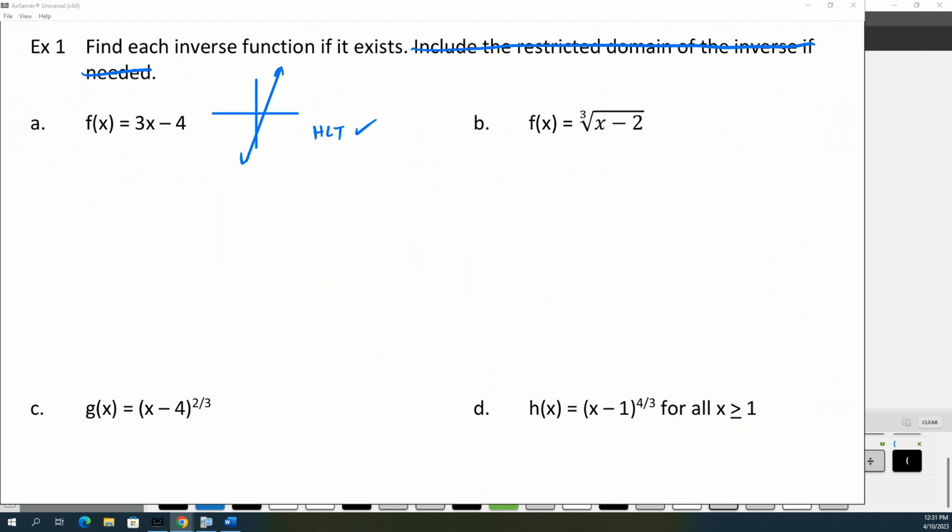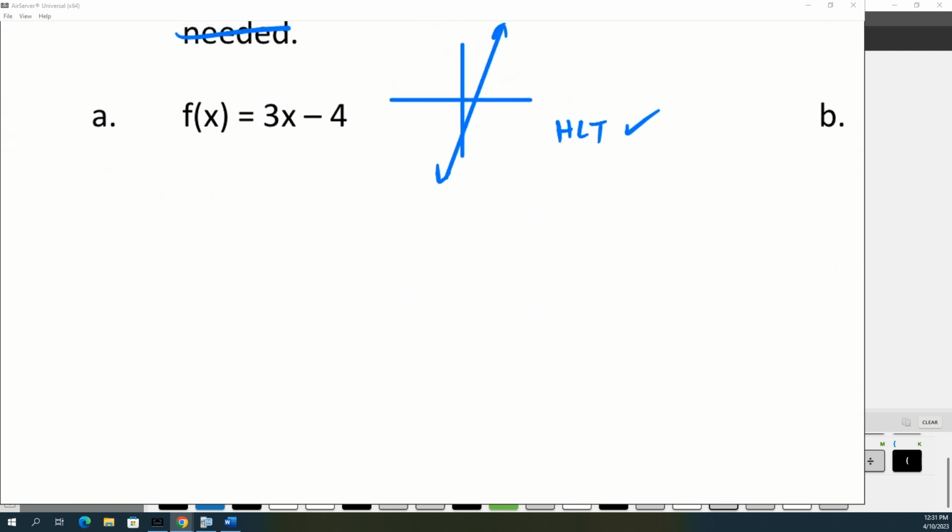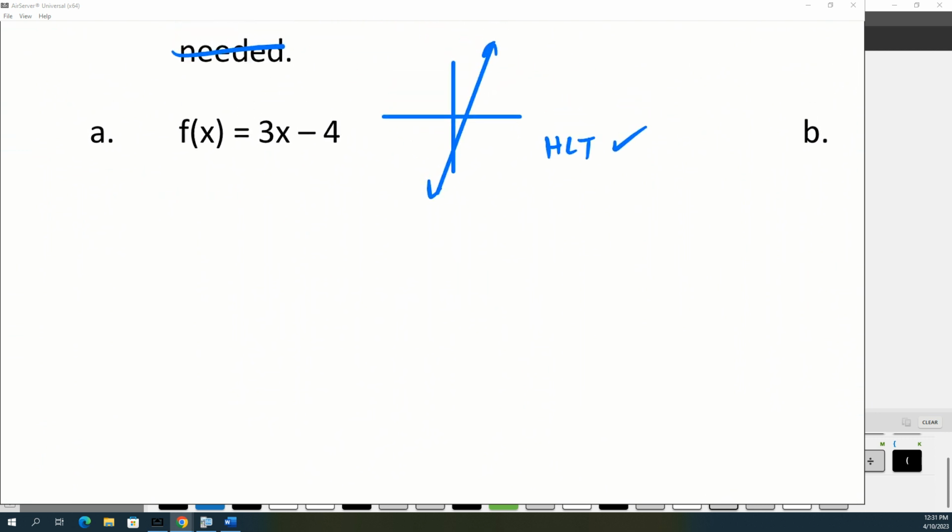Okay, so now we're going to do the steps to find the inverse. So the first step is to switch x and y, but this one doesn't have a y. What could y be? Y is represented a different way on this one. Do you guys know what y is here? All right, f of x is y. So just change f of x to y. All right, then we're going to switch x and y. So just make the y x and make the x y.